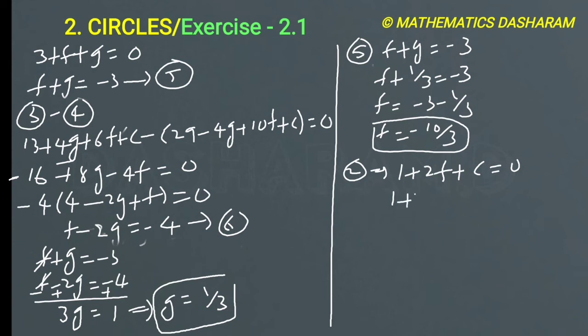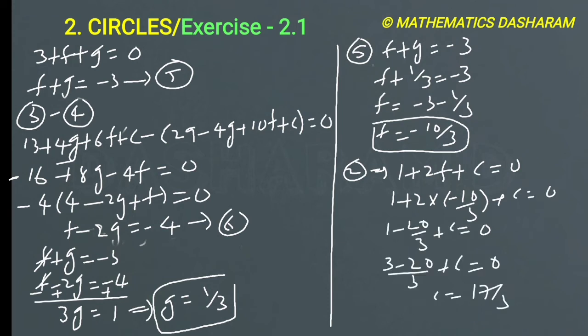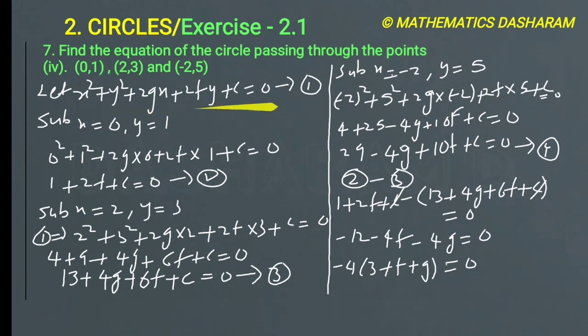So 1 plus 2 into minus 10 by 3 plus c equals to 0. Then c value is 17 by 3. So here is the equation 1. In this, substitute g, f and c values.